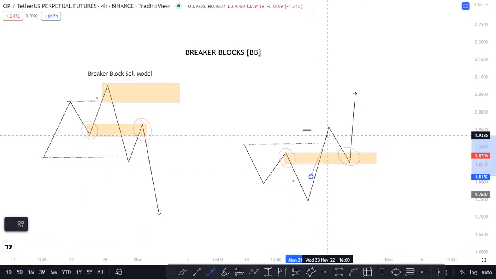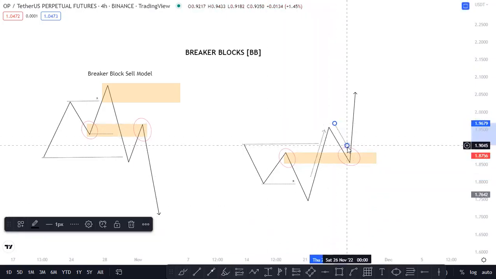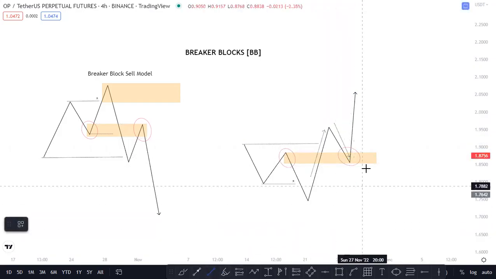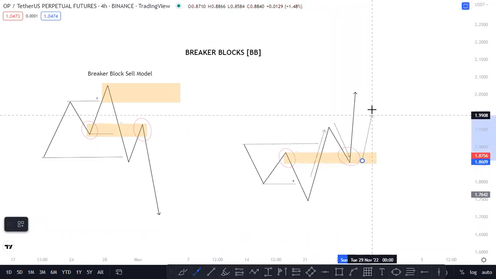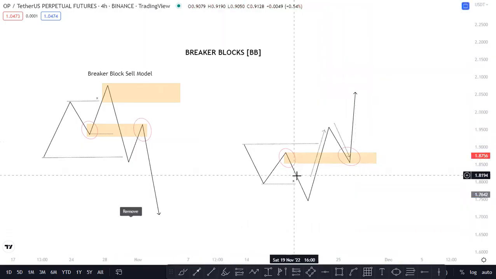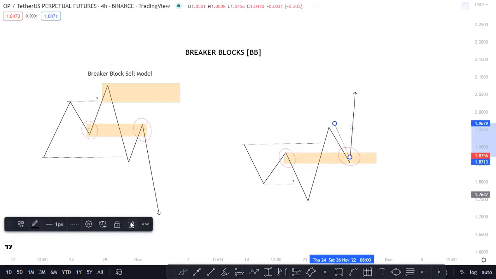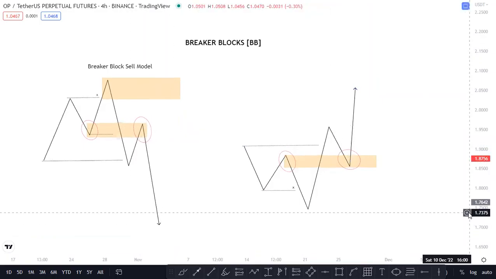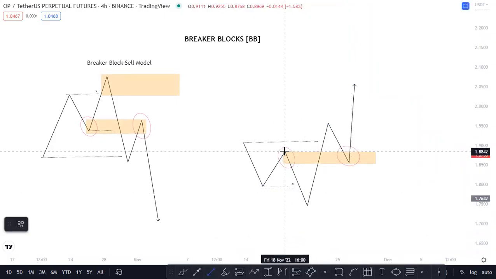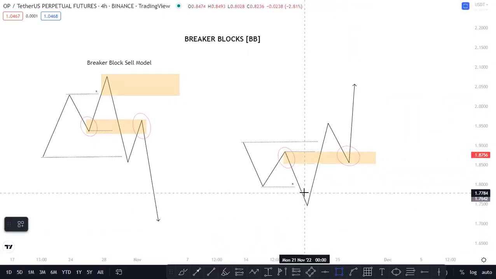Don't forget, after price has broken out of here, price will come back inside of it and mitigate this same block before going to the upside. So this is it for a breaker block. Now, one more thing you need to know about breaker blocks: when breaker blocks form, there will always be a minor BOS at this point, and there will always be another block at this point.